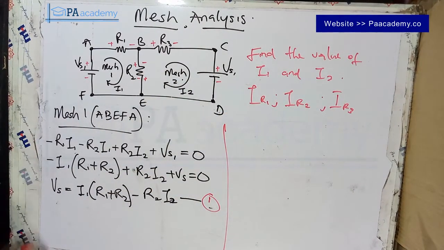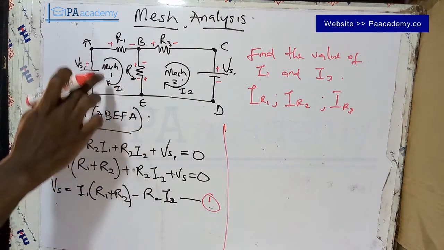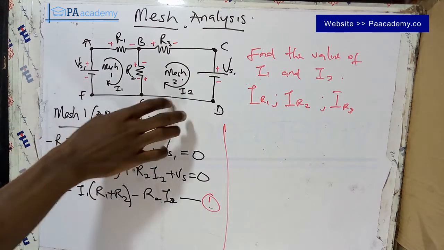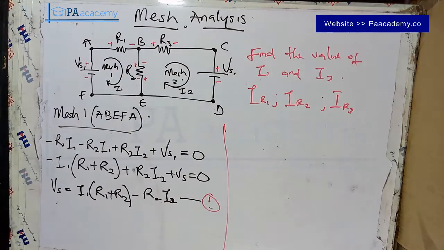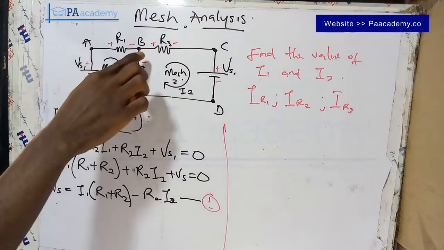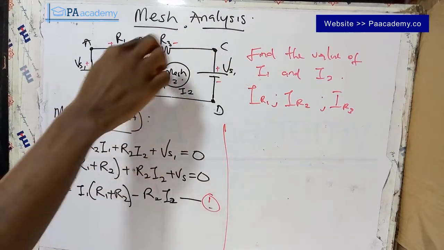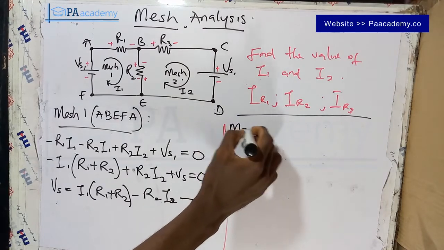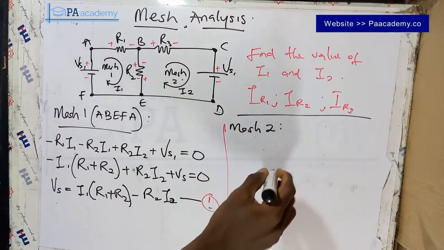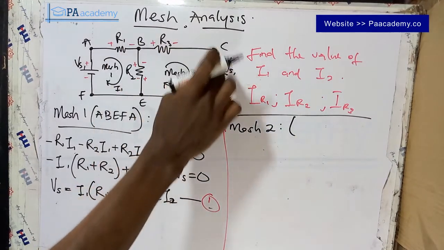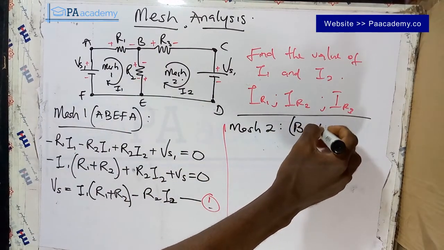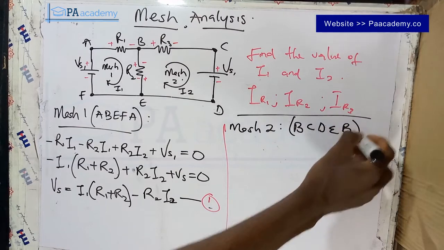So we've gone through the first step by analyzing mesh 1. Now we're also going to analyze mesh 2. This is mesh 2. To analyze mesh 2, we are going to take it from point B and go round the mesh. So let me write here, for mesh 2, the path is B, C, D, E, and back to B. So that's B, C, D, E, B.